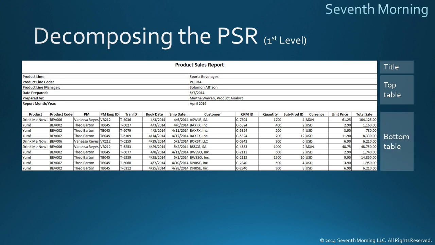Okay, now let's pause for a minute. Believe it or not, we just did a decomposition. The product sales report consists of three things: the title, the top table, and the bottom table. And when you put those three things back together, you get a product sales report. So we could just stop there.